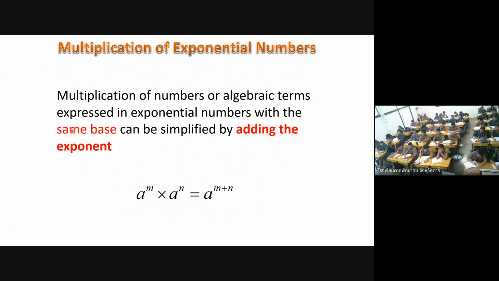Now, if they have the same base, you're just going to copy it and add the exponent. Again, the exponent is m, right? And the exponent here is n. So if you add it, you're going to have m plus n. So this is the rule of multiplying exponential number. A to the power of m times a to the power of n is equal to a to the power of m plus n. You don't need to copy this, okay? Just copy the rule. Only this. So you'll be able to remember the rule. Okay. Exponent rule number 1 is this.